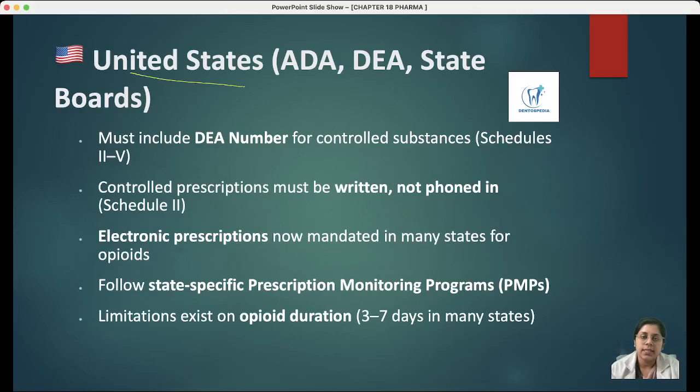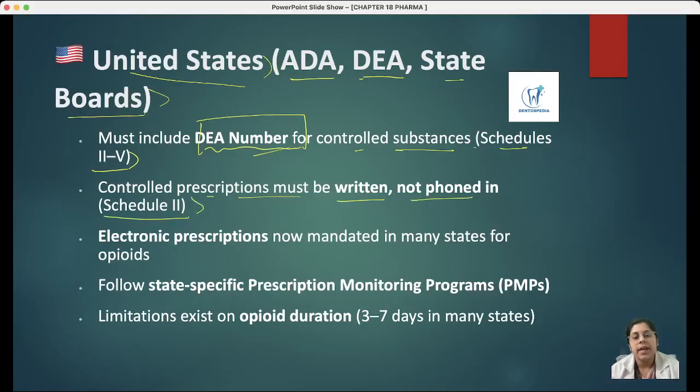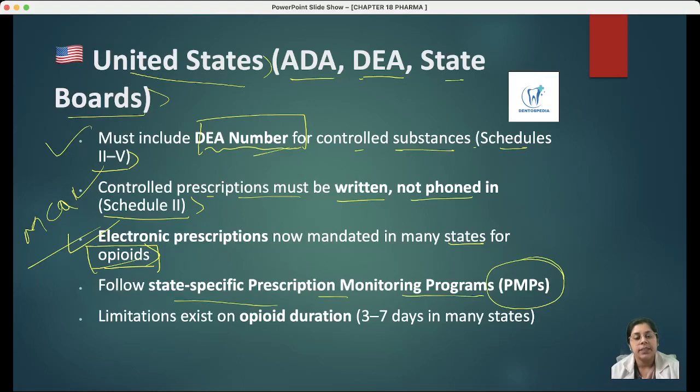First is the United States, which has the ADA, DEA, and state boards. You must include the DEA number, very much important in the United States for controlled substances, especially Schedule 2 to 5, we have learned it in the drug schedules. Controlled prescriptions must be written, not phoned in, for Schedule 2. Electronic prescription is now mandated in many states, especially for opioids. This can also be asked as MCQs, and these are also important. Follow the state-specific prescription monitoring programs, that is PMP, and limitations exist on the opioid duration, that is 3 to 7 days in many states.